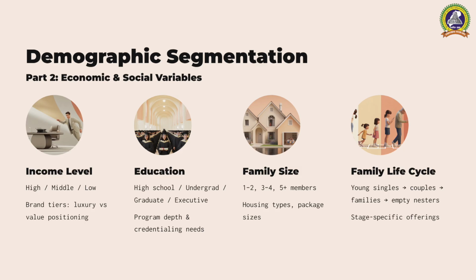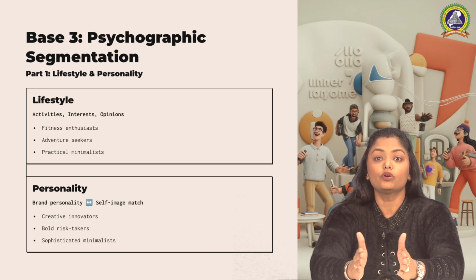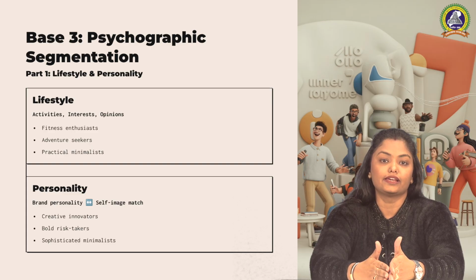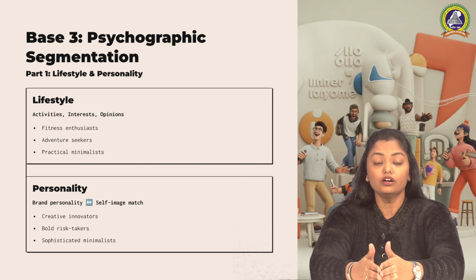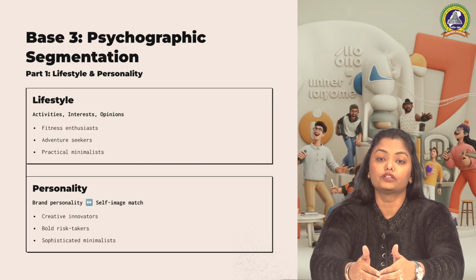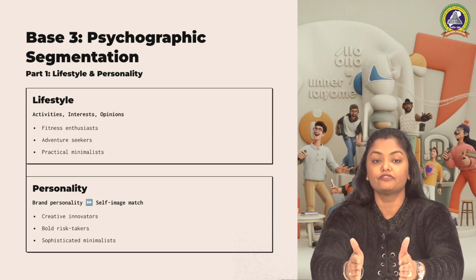LIC or Horlicks, on the other hand, target families with children, focusing on security and growth. Each life stage has very distinct needs. Our third base, psychographic segmentation, moves beyond objective data like age or income. This is where we divide buyers based on their lifestyle, personality, and values.